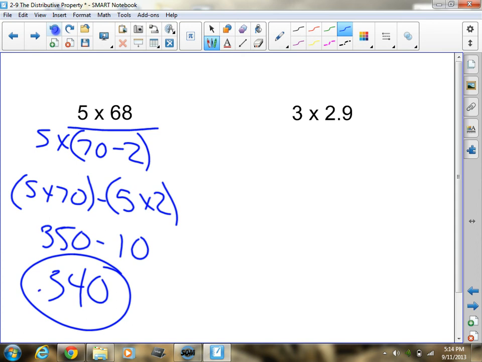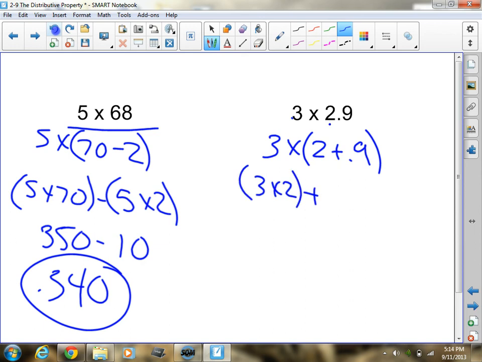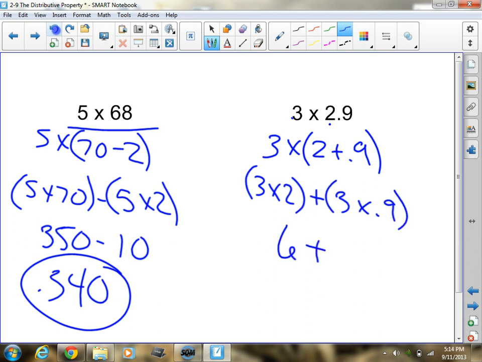Let's do one more. And you say, Mr., that doesn't look too hard, but let's use the distributive property to make it even easier. So instead of thinking of 2 and 9/10, let's think of it like this. 3 times 2 plus 9/10. Okay? Let's think of it like that. So now I'm going to do 3 times 2 plus 3 times 9/10. So 3 times 2 is 6 plus 9/10.